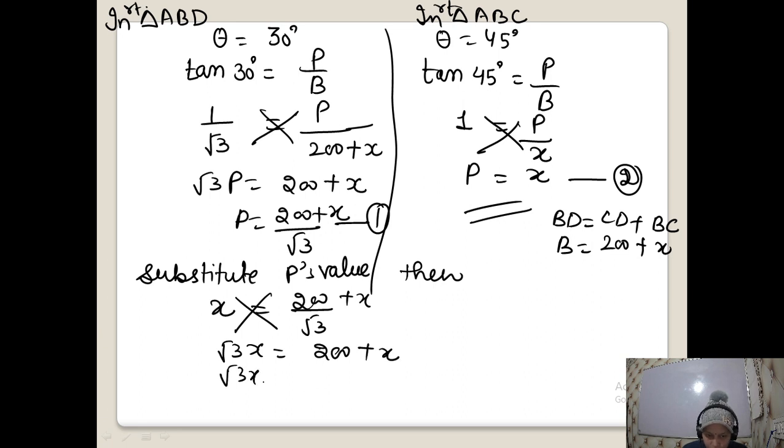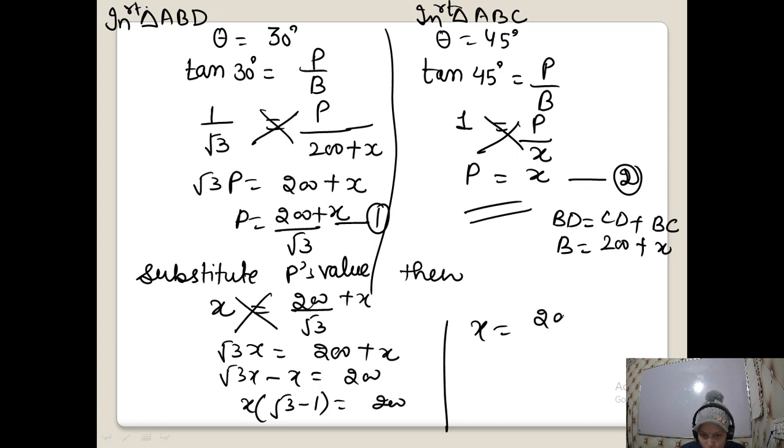Root 3x minus x is equal to 200. X will be taken as common. x times (root 3 minus 1) is equal to 200. X is equal to 200 over root 3 minus 1. Now you can substitute root 3's value 1.73, minus 1, and you will get 200 over 0.73.